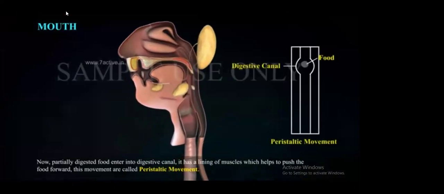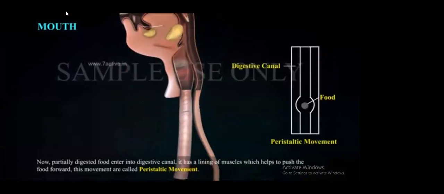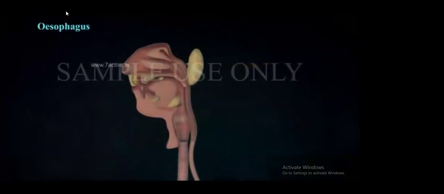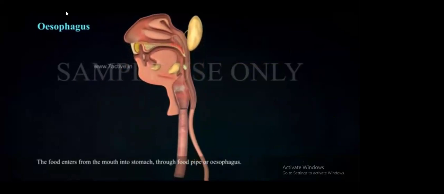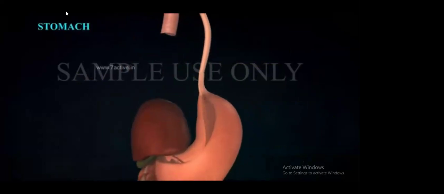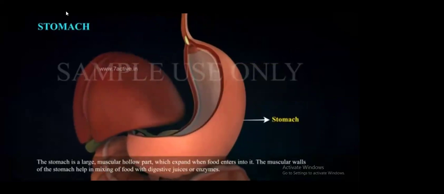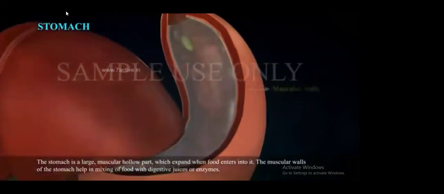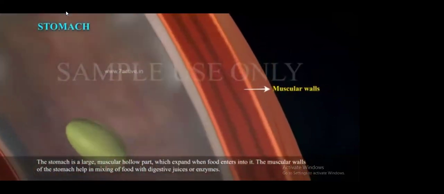It has a lining of muscles which helps to push the food forward. This movement is called peristaltic movement. Esophagus. The food enters from the mouth into the stomach through the food pipe, or esophagus. Stomach. The stomach is a large muscular hollow part which expands when food enters it. The muscular walls of the stomach help in mixing the food with digestive juices or enzymes.